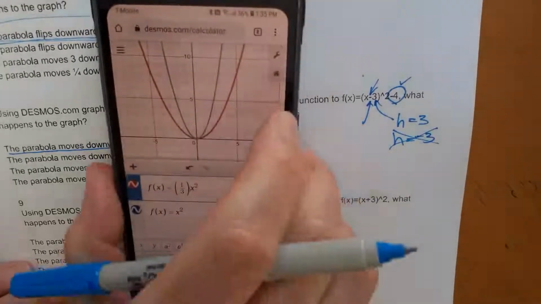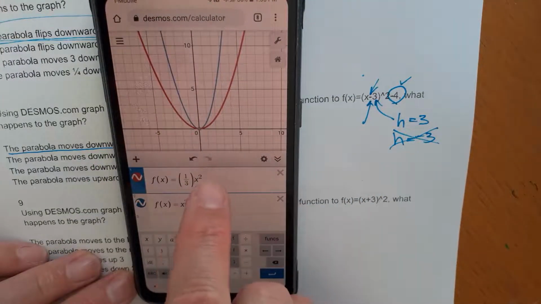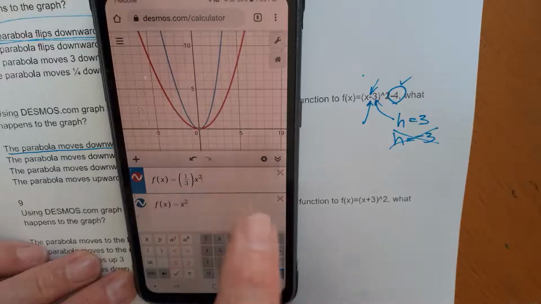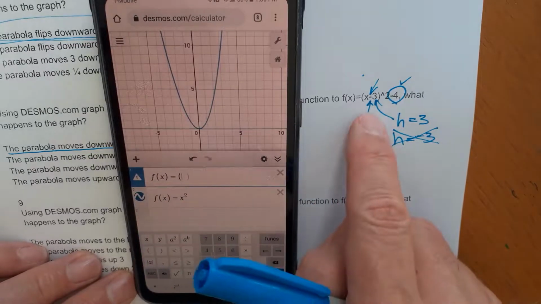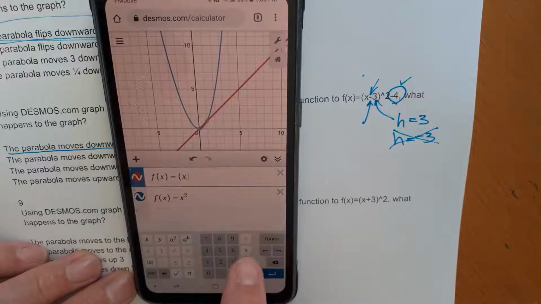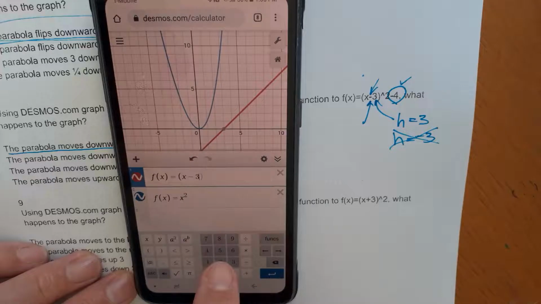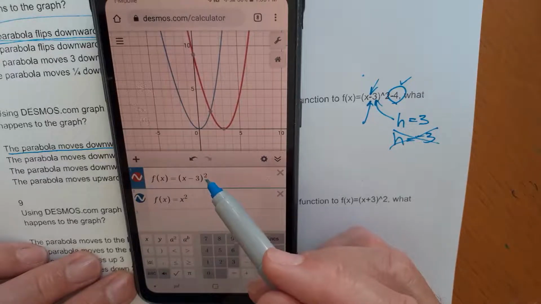So let's go ahead and keep our blue. Let's take this right here and modify this. Maybe I can get rid of most of this. Okay, I got a parentheses. I've got an x minus 3, so I'm going to say x minus 3. I'm closing the parentheses, and now I'm going to say that whole thing is to the power 2.